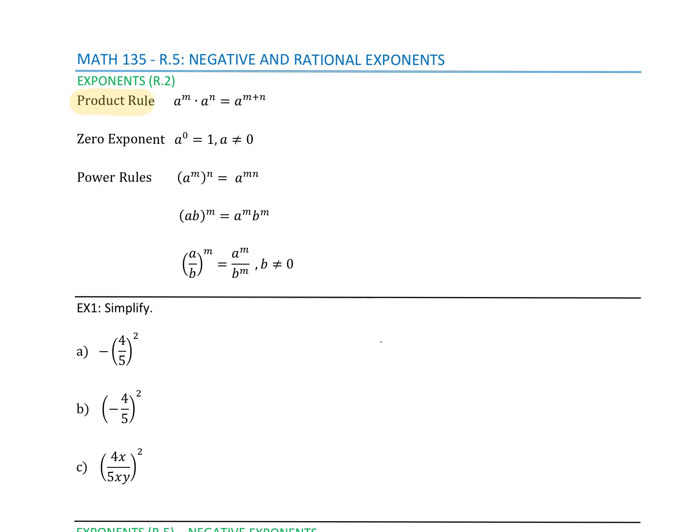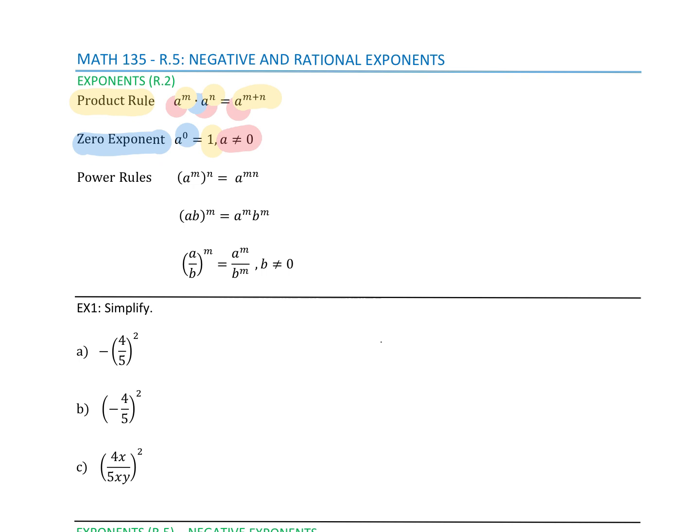This one is called the product rule. And a good way to notice what it is: if the bases are the same and we are multiplying, we'll just add up the exponents. So you keep the base, and then you add up your exponents. The next one is called the zero exponent. This is when you have 0 for your exponent, the answer is 1. And note, this is for a not equal to 0.